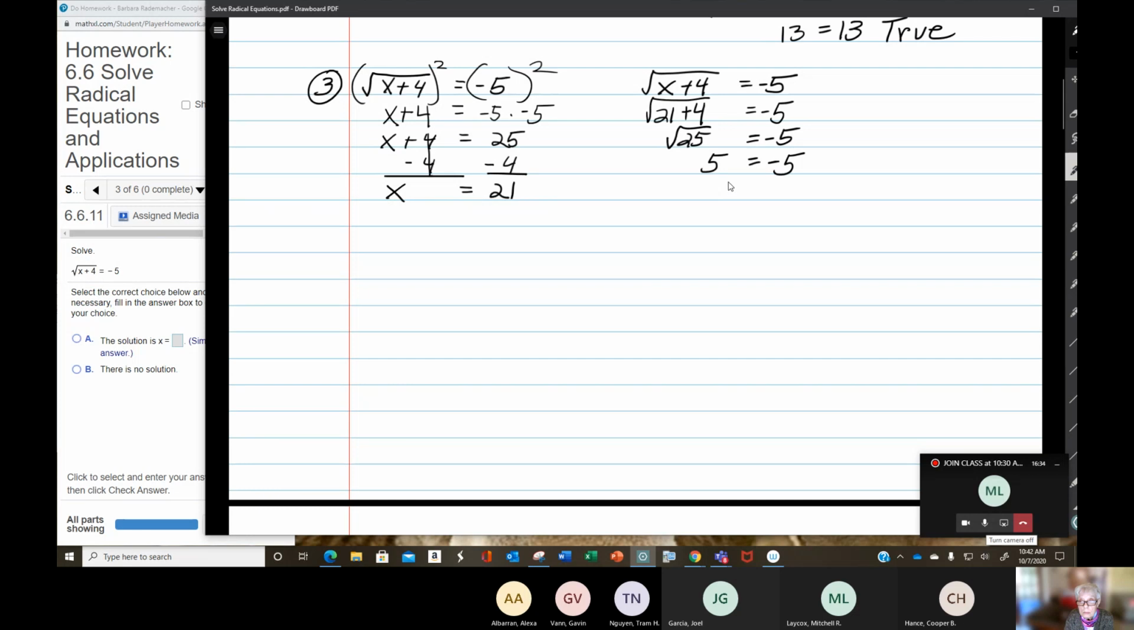Uh-oh. That's not true. Positive 5 does not equal negative 5. They're two entirely different numbers. So this is false, which means 21 is not the solution of the equation. But it was the only number we could come up with. So this is one of those cases where the correct answer is no solution.